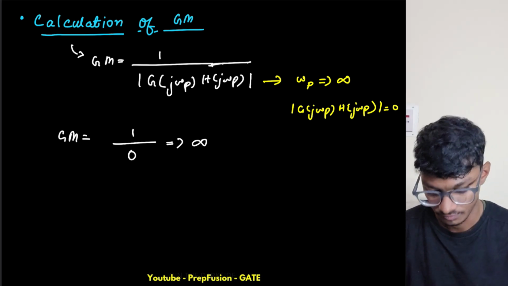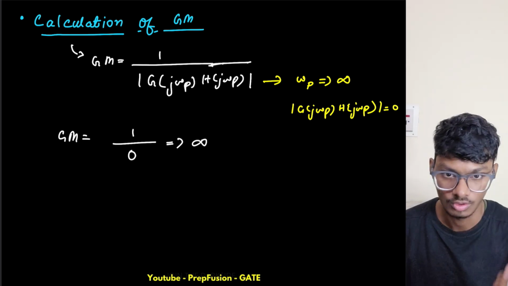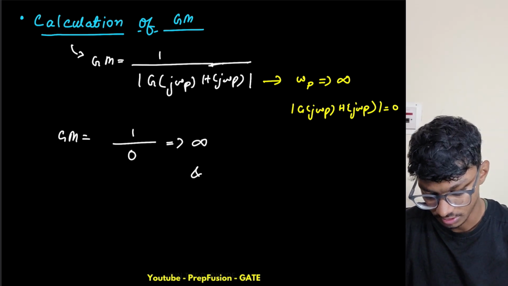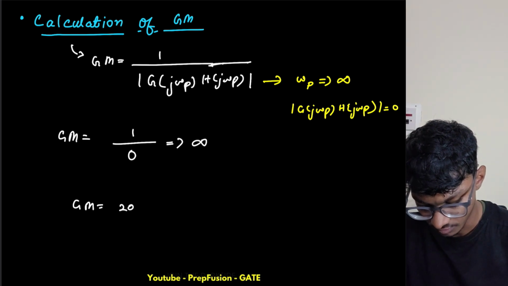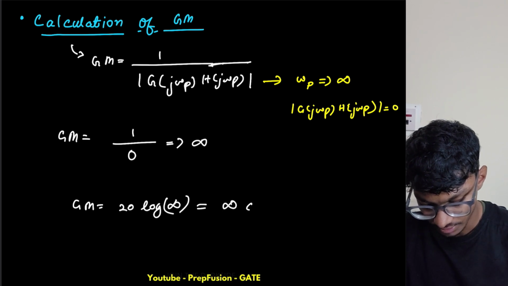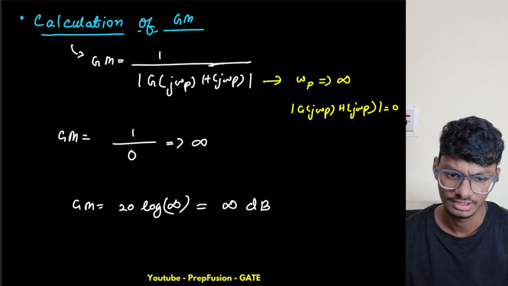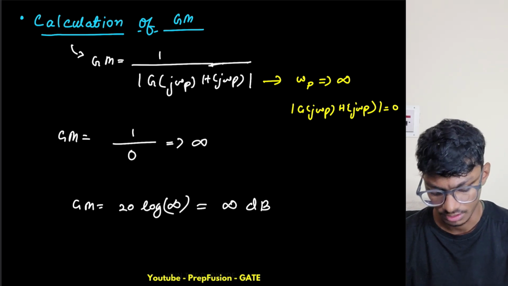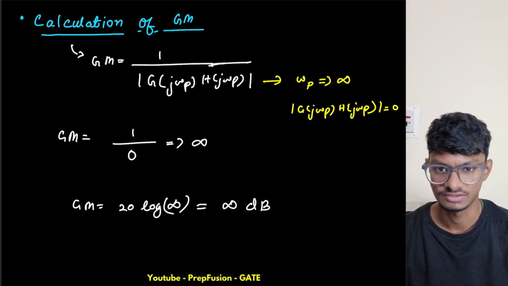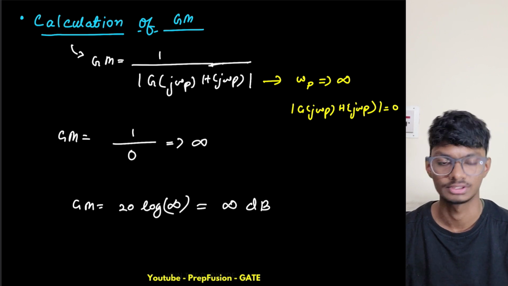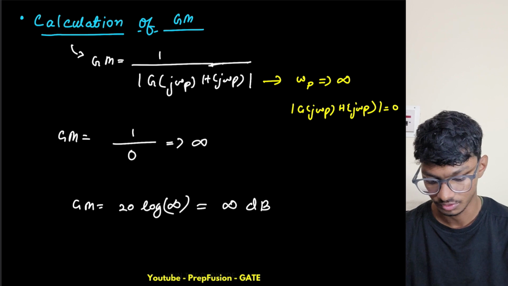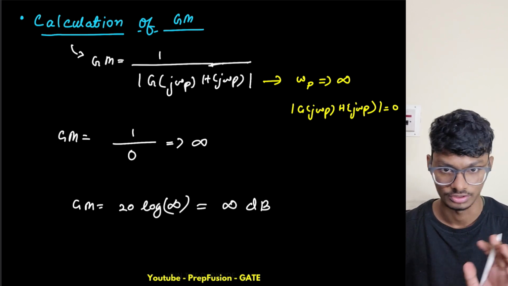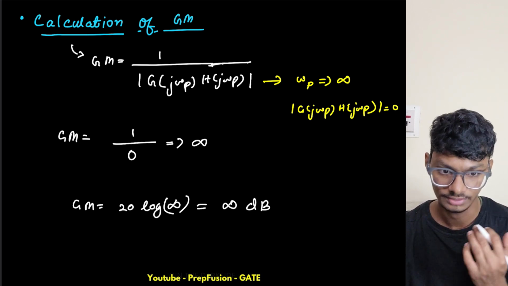Gain margin is infinity. In log also, 20 log of infinity is infinity itself. It is infinity dB. So we can say that the gain margin is infinity. A question may come with an option where infinity is written. You will take the infinity option, because infinity gain margin can come.